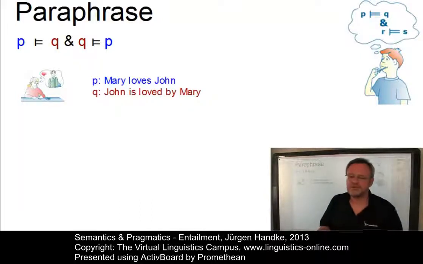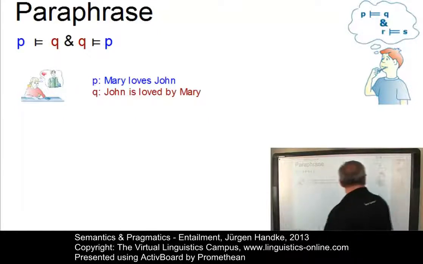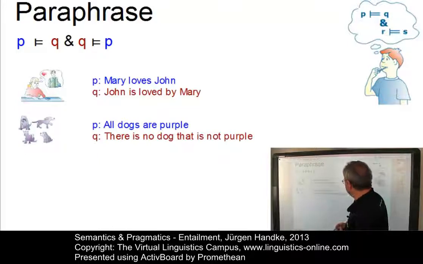Another paraphrase relation holds if Q contradicts the opposite of P. That is a sort of double negation. All dogs are purple entails there is no dog that is not purple, and there is no dog that is not purple entails all dogs are purple.